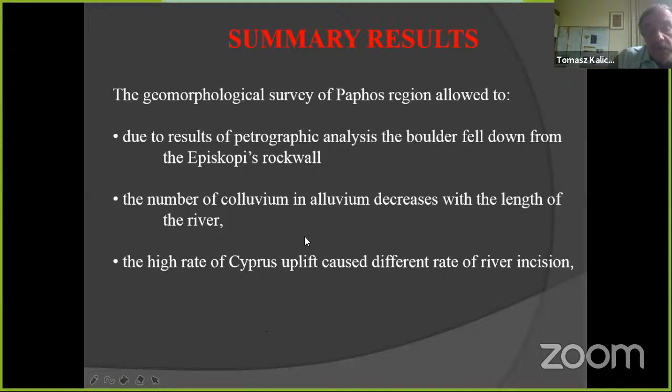If you summarize, we can say that according to the results of petrographic analysis, the boulder fell down from the Episcopi rock wall. The amount of colluvium in the alluvia decreases with the length of the river, and the high rate of Cyprus uplift causes different rates of river incision.